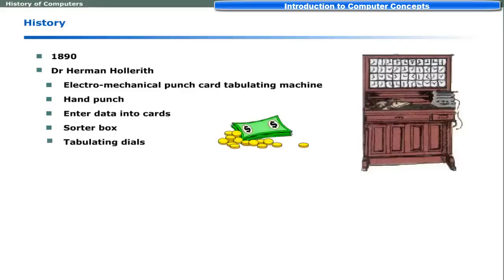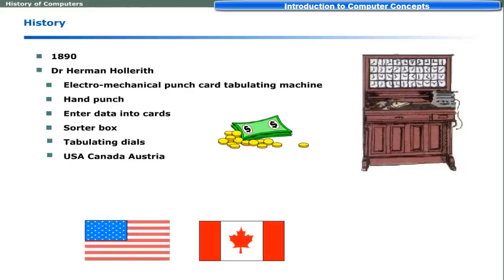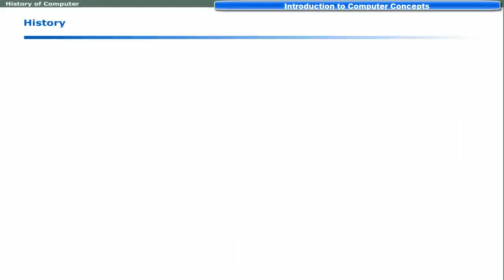Hollerith earned handsome income by leasing his machinery to the governments of the USA, Canada, Austria and others. His invention led to the concept of modern data processing. Hollerith is also the founder of Tabulating Machine Company that later on became IBM.